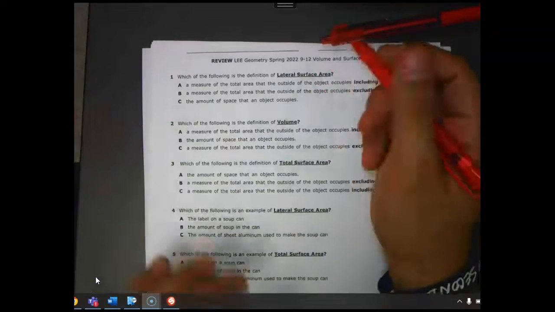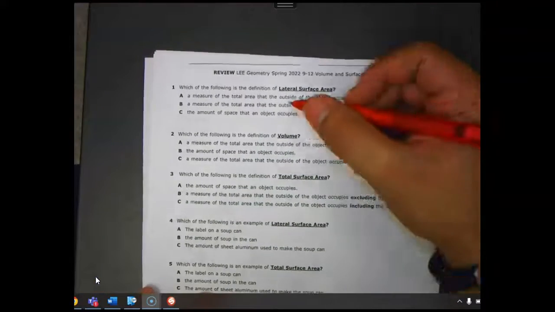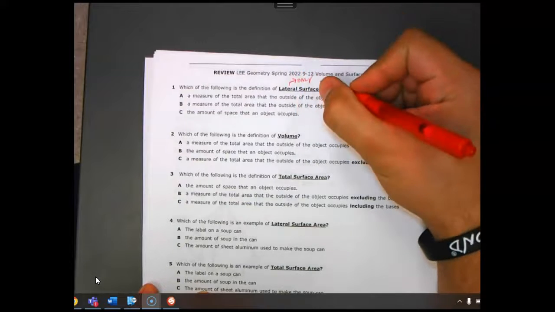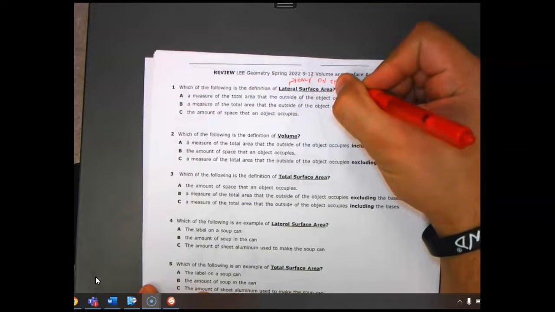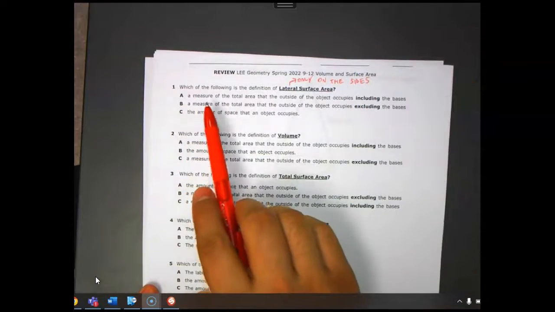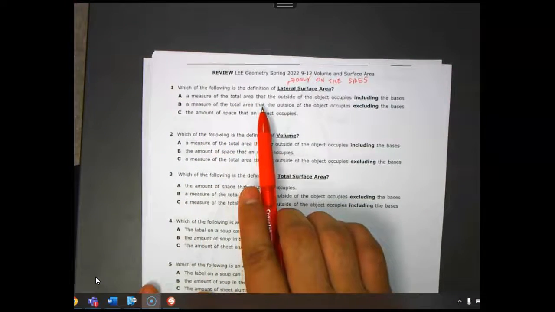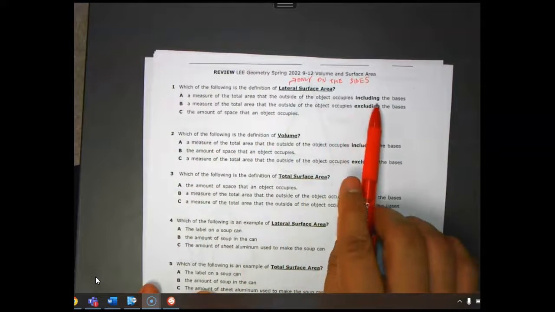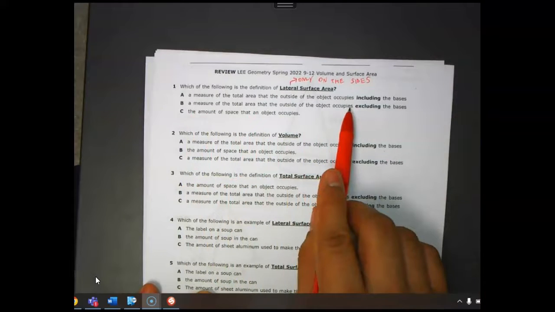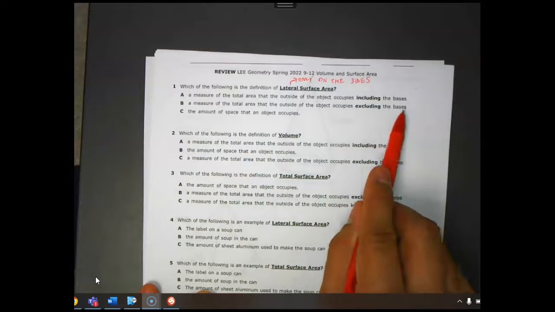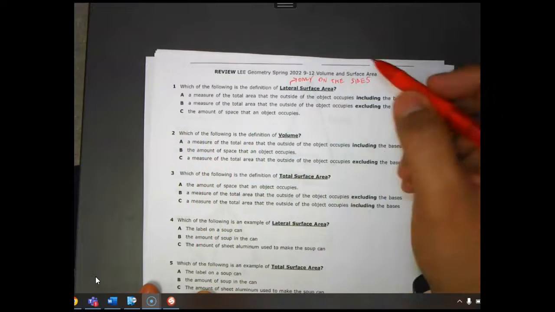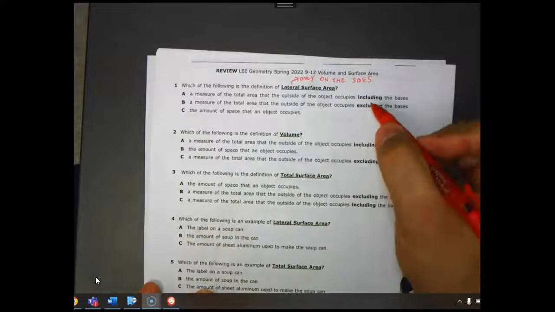All right, so which of the following is the definition of lateral surface area? So remember, lateral is only on the sides. Is it the measure of the total area that the outside of the object occupies, including the bases? Or excluding the bases, or the amount of space an object occupies inside? So it's going to be excluding the bases.